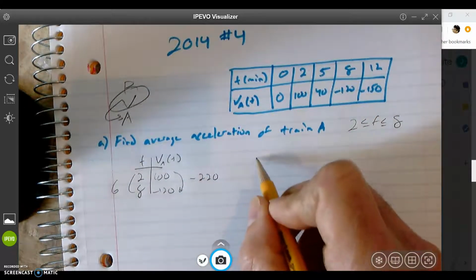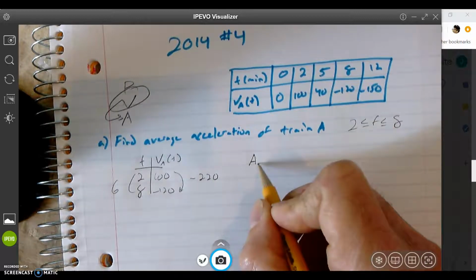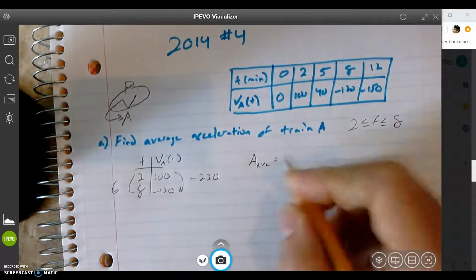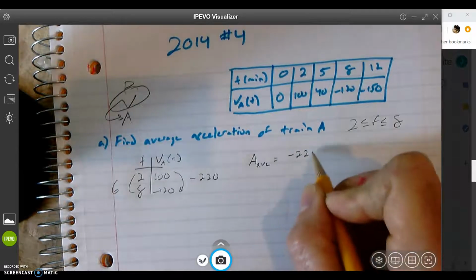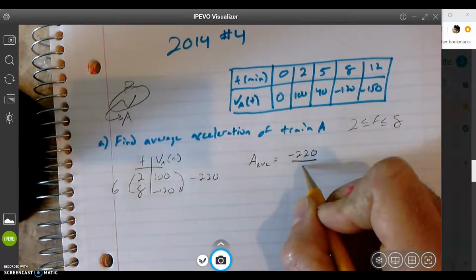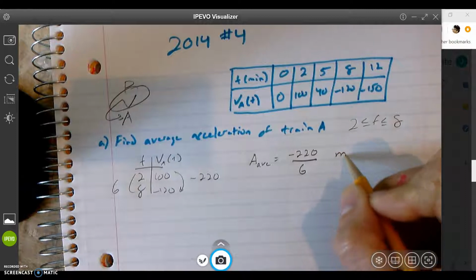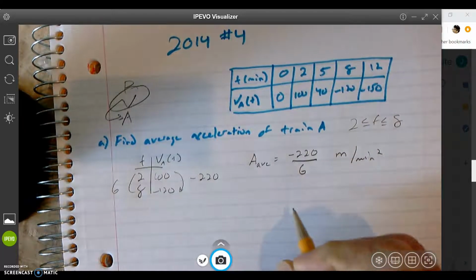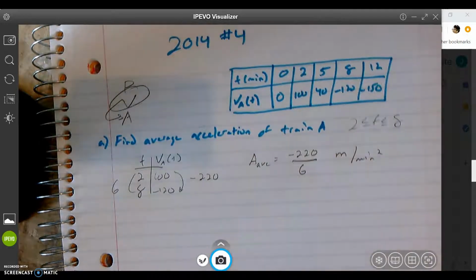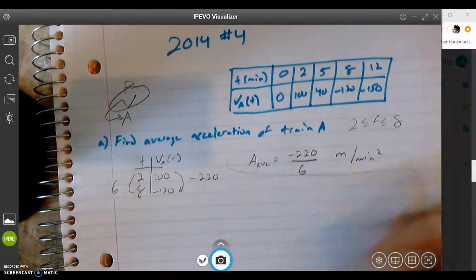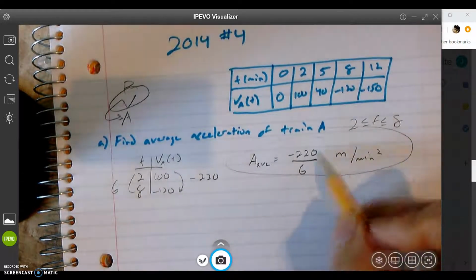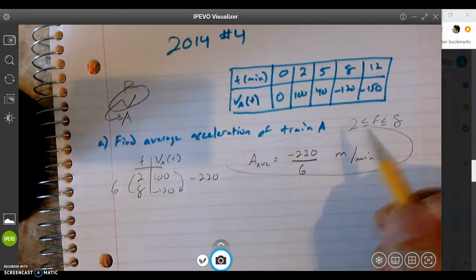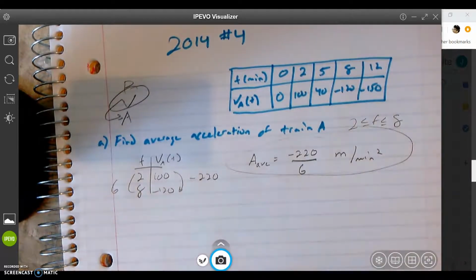And so the average acceleration over that time is negative 220 over 6 meters per minute squared. Or if you want to simplify, negative 220 divided by 6, you can just leave it like that if you want. That's fine. Or you can continue simplifying, whatever you want. But this is an acceptable answer.